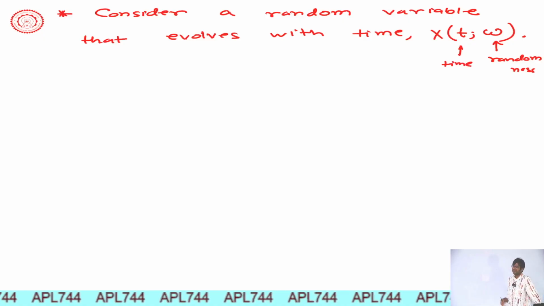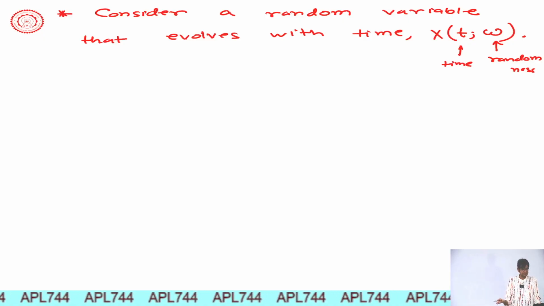Okay. So x changes with time, and it is also random. That's what it means. Clear?